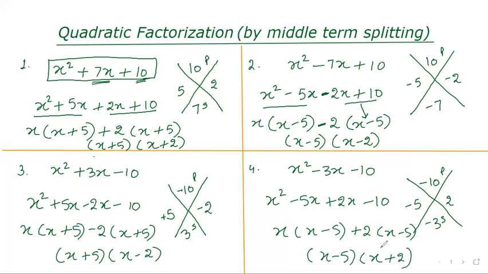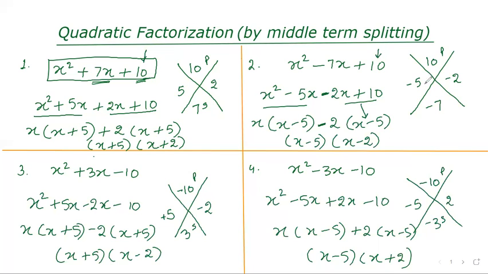So broadly, these are the four kinds of questions in quadratic factorization, right? So see, in the first and second question, the constant term is positive, right?